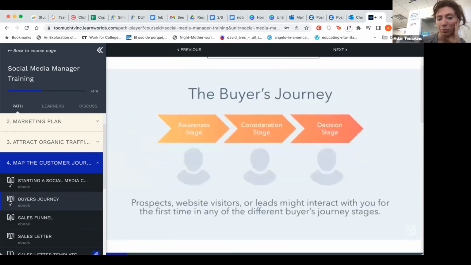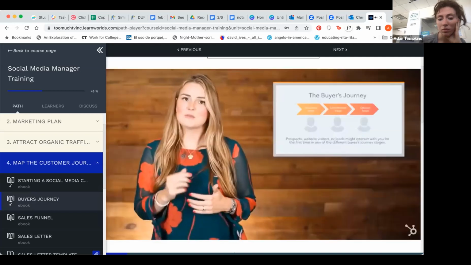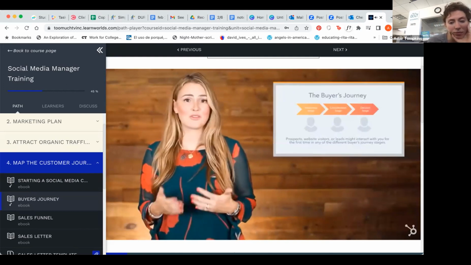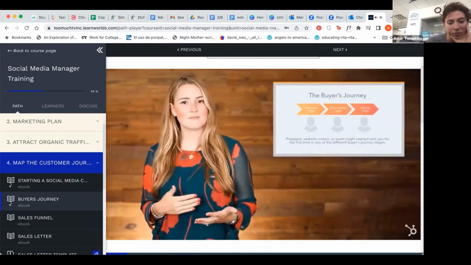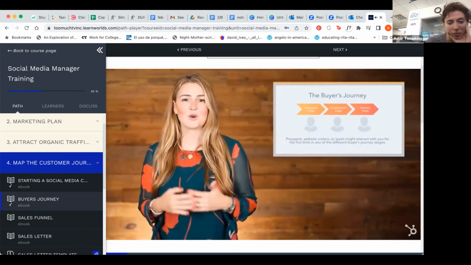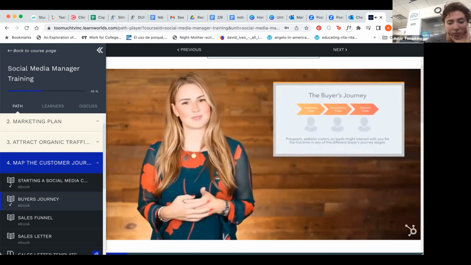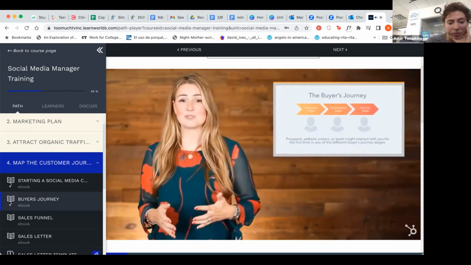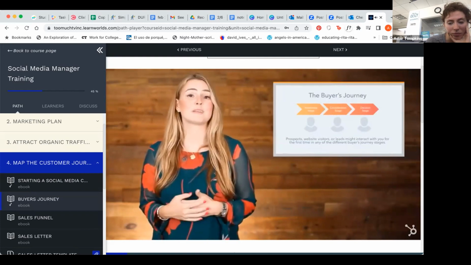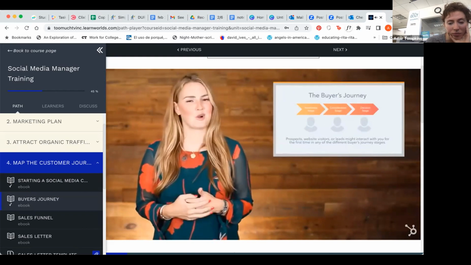A few things to note. Prospects, website visitors, or leads might interact with you for the first time in any of the different buyer's journey stages. But you need to be prepared for each and every stage. By taking the time to empathize with your buyer and thinking about that information that they need, you increase your chances of securing customers who are the right fit for your products or services. This will translate into a higher retention rate for your company, as well as promoters of your business who will help your business grow better.